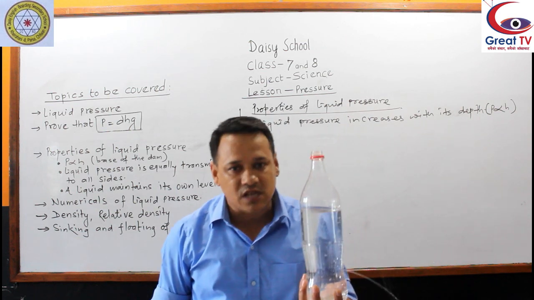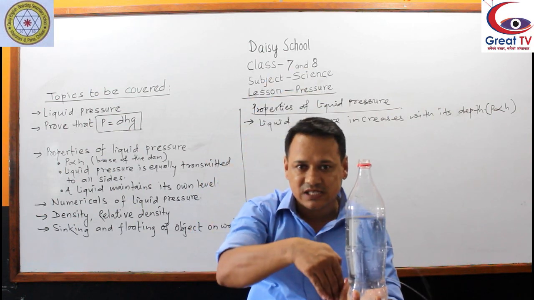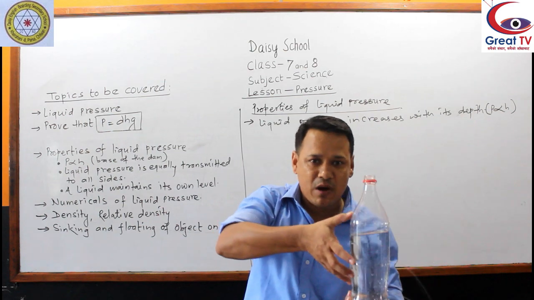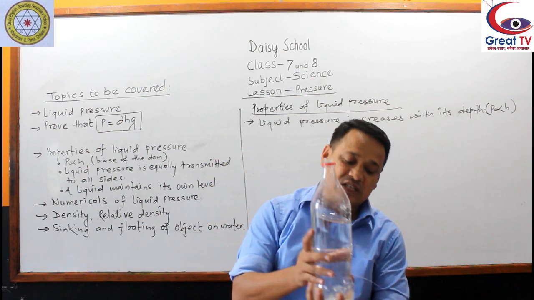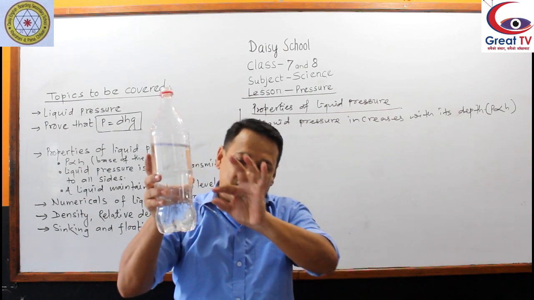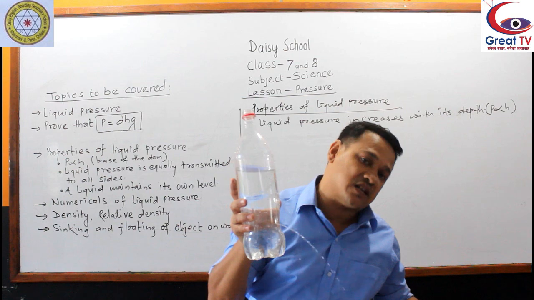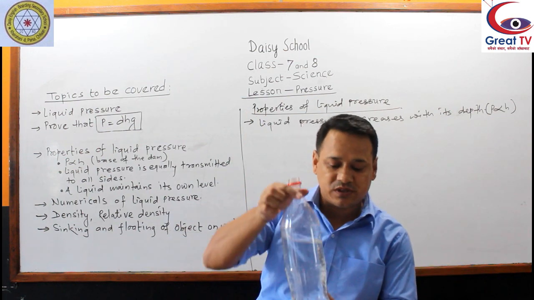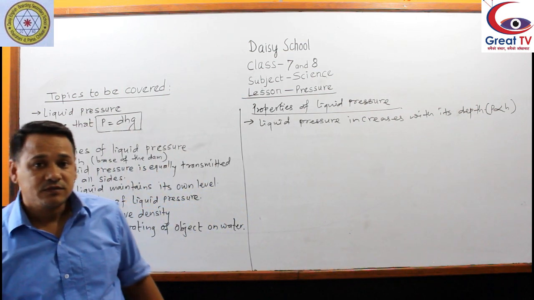Due to less pressure, it falls nearby the bottle, which proves that liquid pressure increases with its depth. When the depth increases, the amount of water also increases, and more water gives more pressure at the bottom hole, because of which the water coming out of the bottom hole covers the longest distance compared to the upper two holes, which proves that liquid pressure increases with its depth.